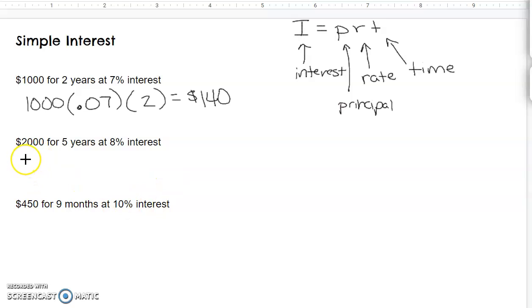Let's say I put $2,000 into a savings account, earns 8% interest over 5 years. I would just multiply all of those together, and I get $800.